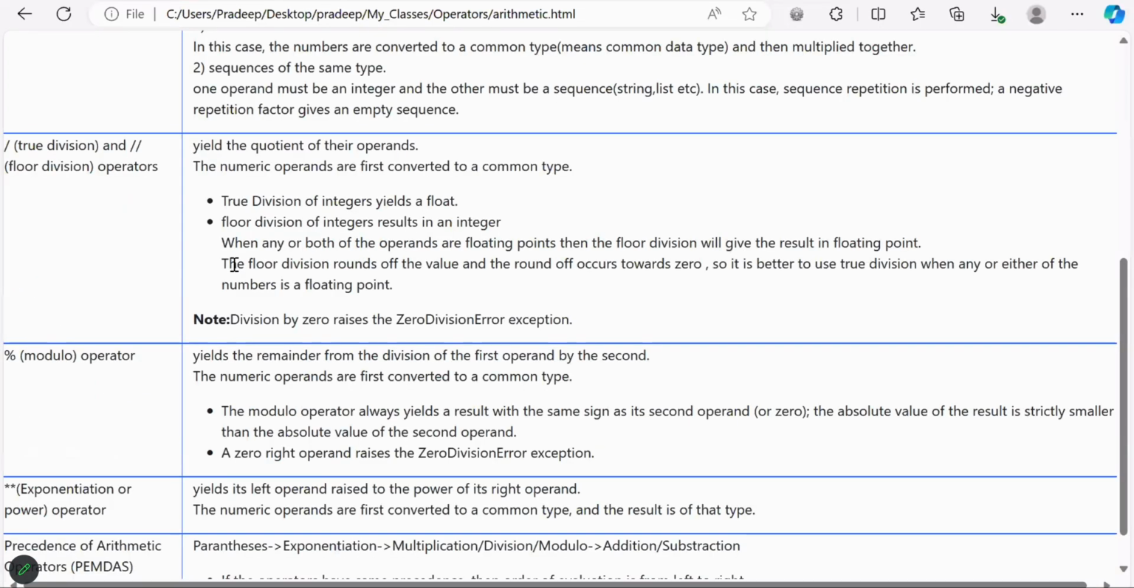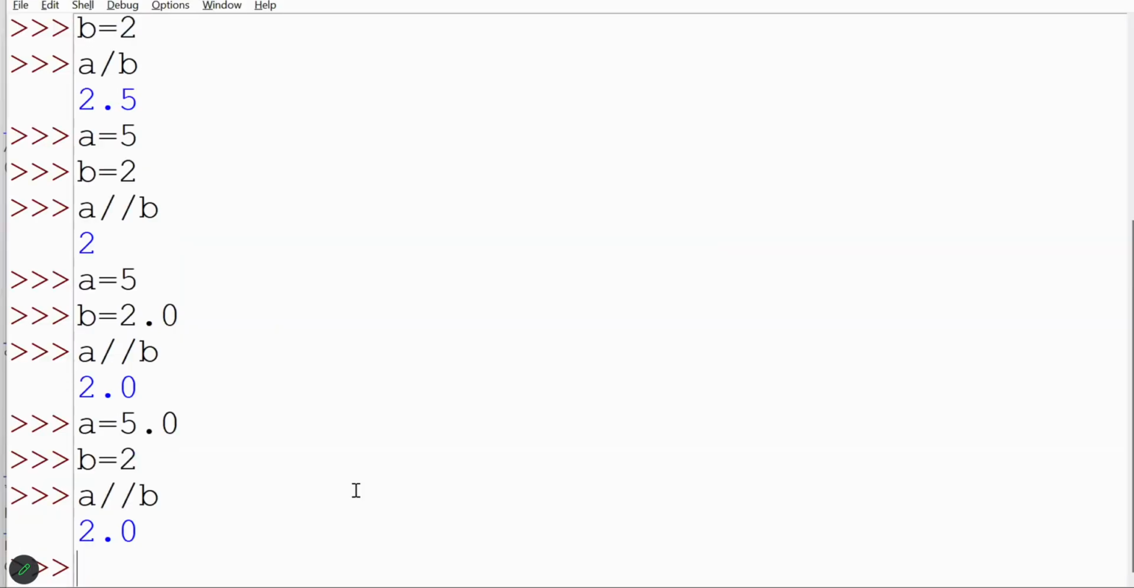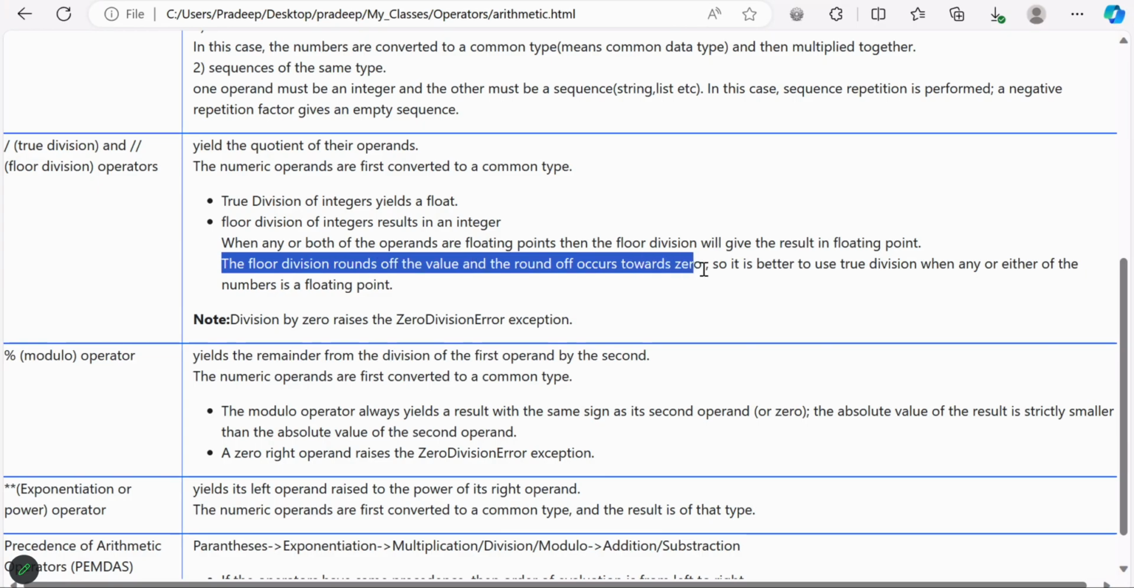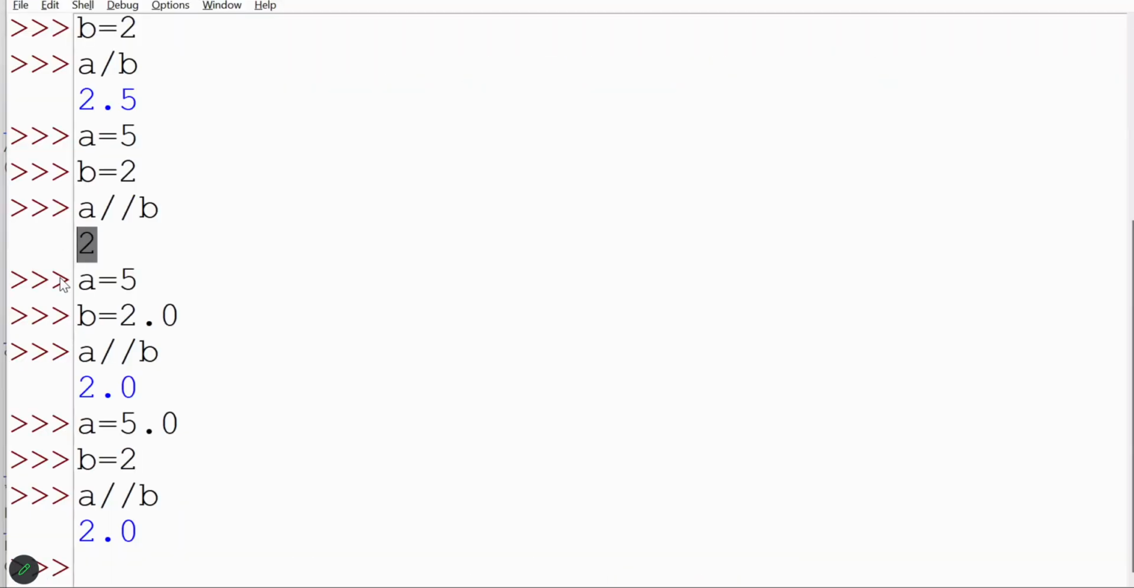So here the condition is any or both of the operands are floating points. Irrespective of whether it's integer or float, it doesn't matter. The floor division rounds off the value, and the round off occurs towards 0. Ideally 5 by 2 is 2.5, but it is giving 2 because the round off will occur towards 0. Got it?